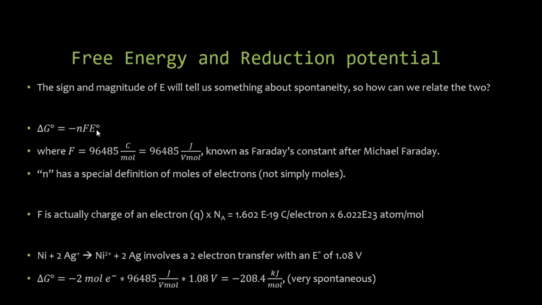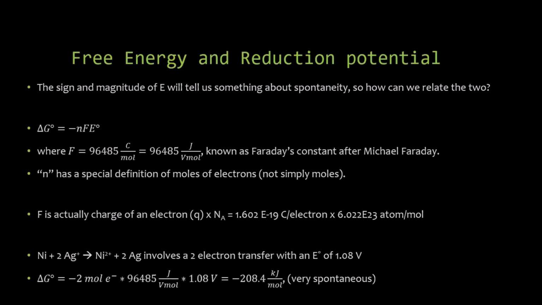So if E cell was a positive number, this negative sign is going to give us a spontaneous delta G, which is a negative delta G. If this was a negative number, that's going to give a positive delta G, meaning it's non-spontaneous.